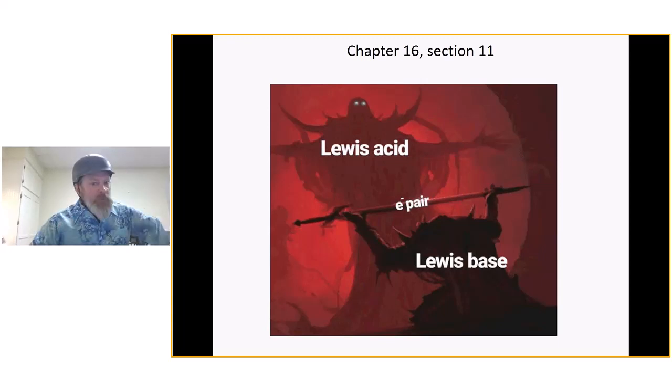this piece. We can see here a pretty darn tootin' meme of Lewis base swearing fealty to the Lewis acid by donating its electron pair to that Lewis acid. As you have probably learned in definitions of acids and bases, Lewis acids and bases are defined by electron donation or electron acceptance. So let's get into it.